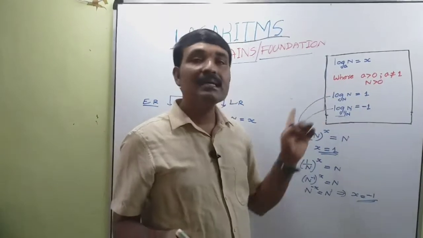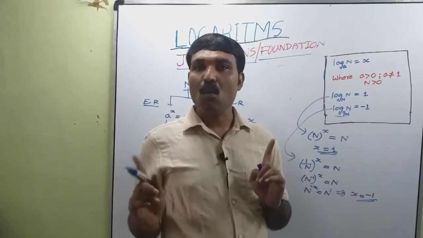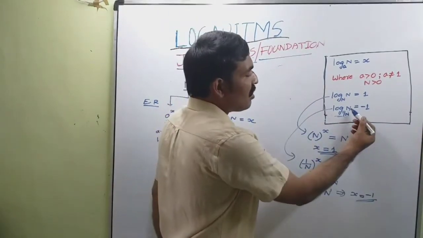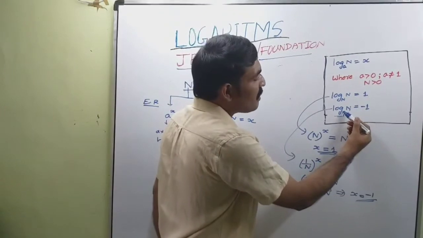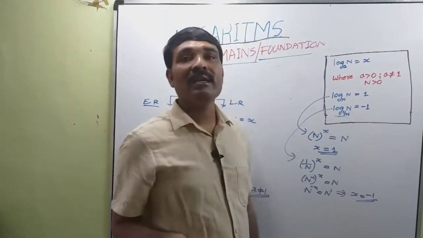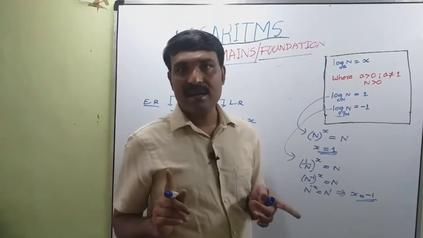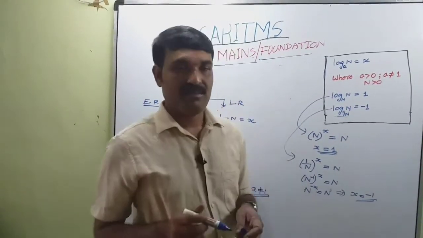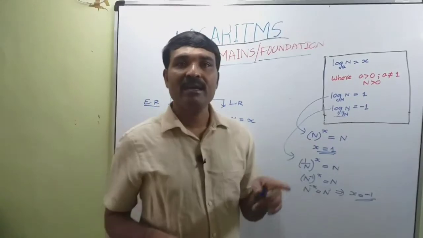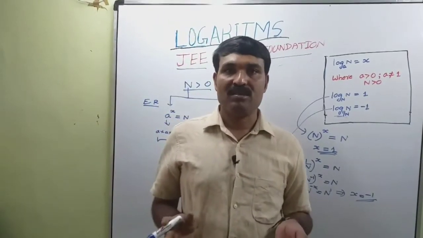If the number and base are the same, then the answer is 1. And similarly, log n to the base, where the base is the reciprocal of that number, will result in minus 1. I think it is clear. Right. Now, using this property, we can do some problems.